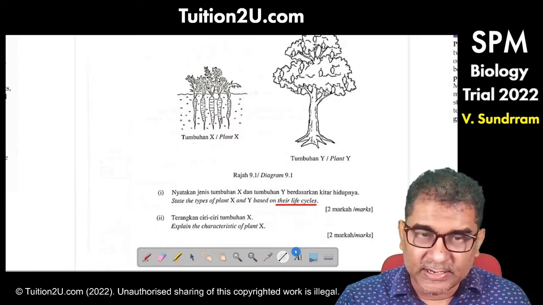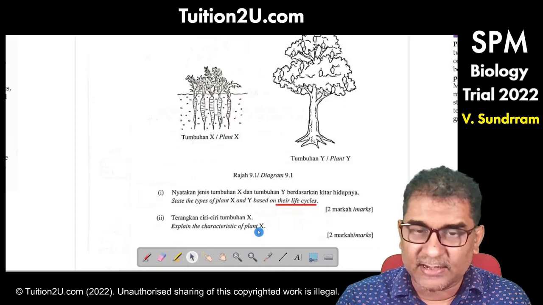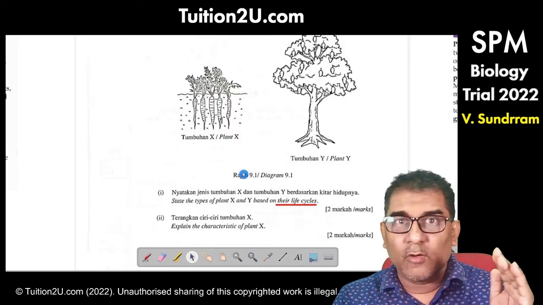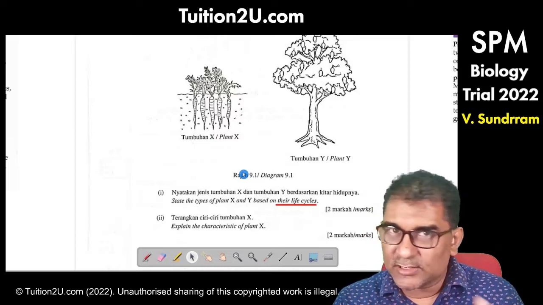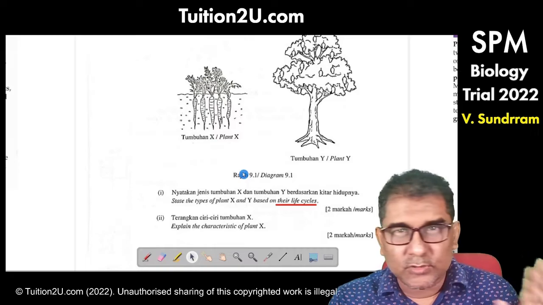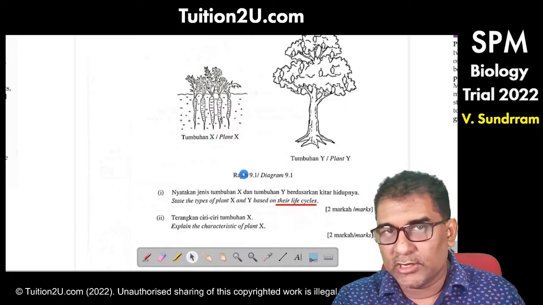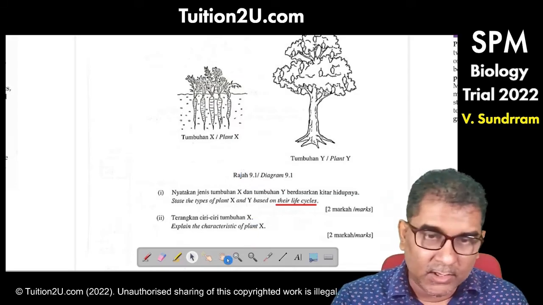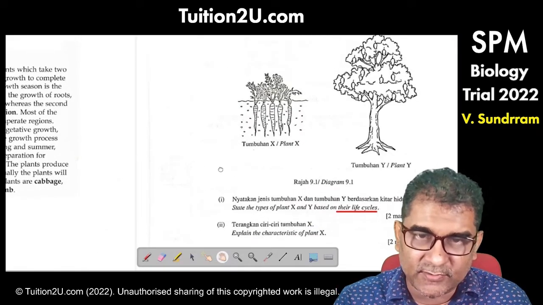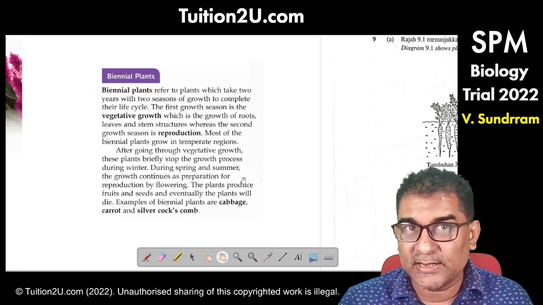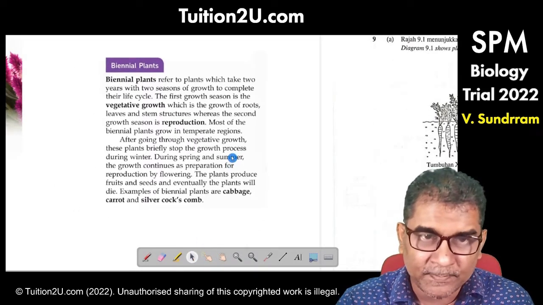Question 2 is, explain the characteristic of plant X. They are only interested in the characteristic of plant X. What I'm going to do for all the essay questions is just show you what is in the textbook. You write back what's in the textbook, you're going to get your full marks. As easy as that. If you go to your textbook, you find the explanation for biennial plant.